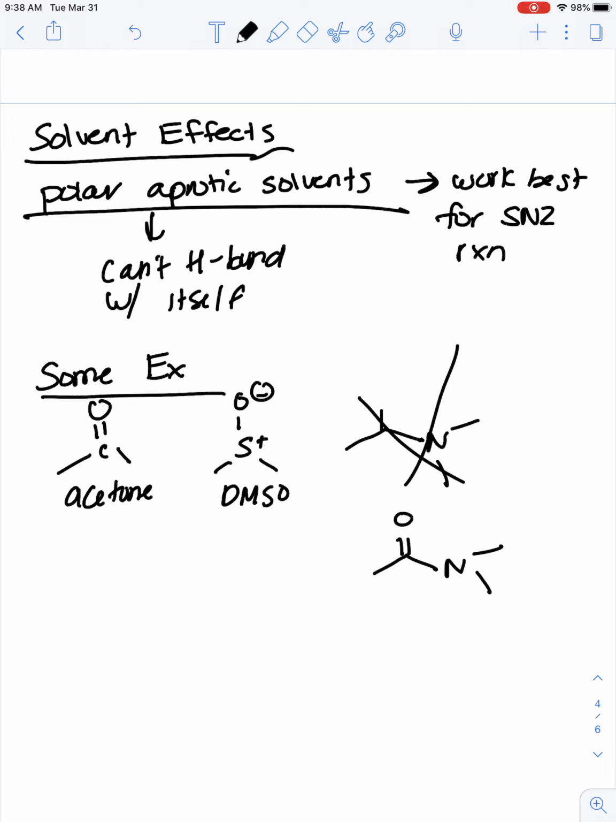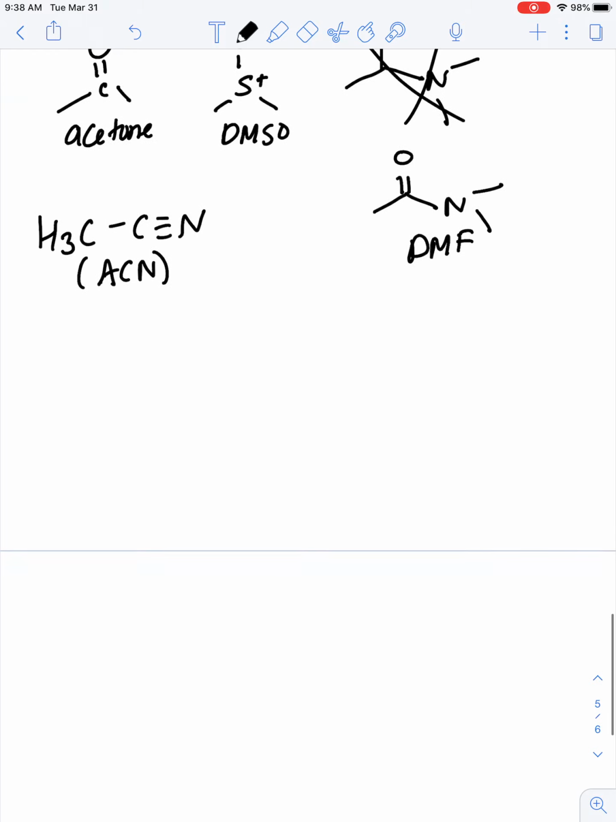There you go. So we have dimethyl formaldehyde, which is typically called DMF. Again, it can't hydrogen bond with itself. And then we have acetonitrile, which is typically shown as ACN. You'll see it abbreviated. So again, these are all going to be polar aprotic solvents. Polar aprotic solvents are the only way that an SN2 reaction can proceed.